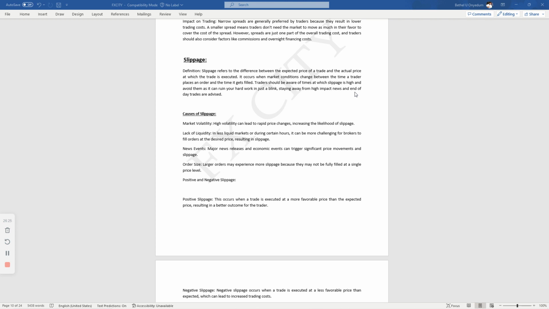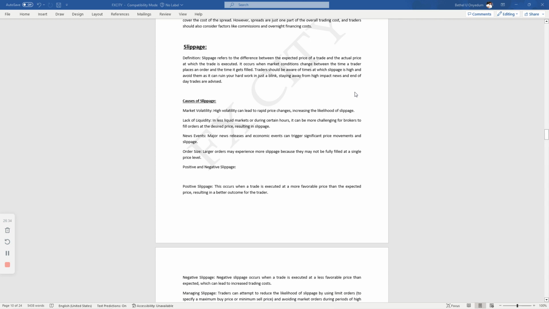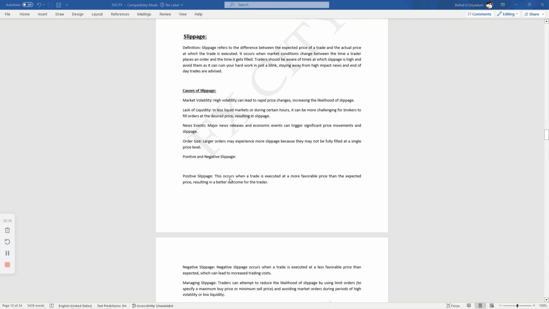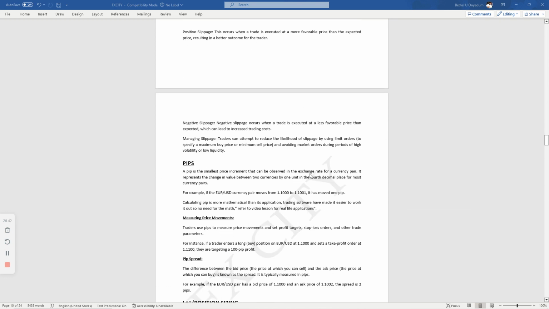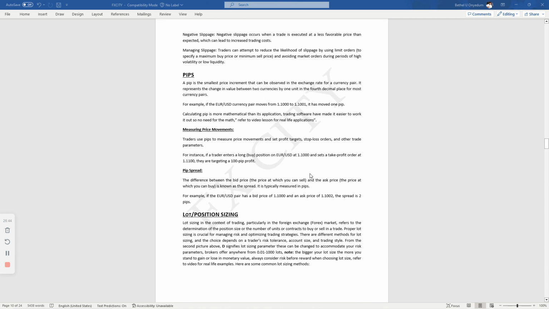So the brokers are going to find it difficult to execute your trade, so they charge you more. So be careful of these times. Okay. So here you have causes of slippage. I've already explained, so read through this to get further insights.